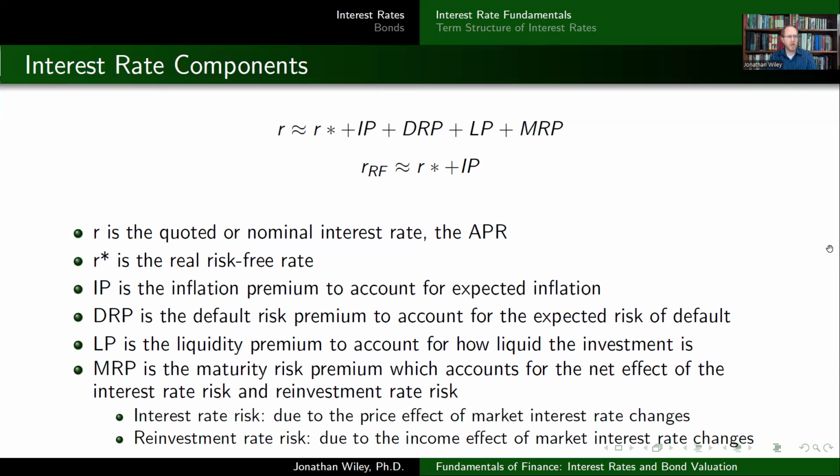So we've got R star, the real risk-free rate. This is the rate that you would charge someone in a completely perfect world. Let's say you had some money and you were about to buy a candy bar, you really had a craving for it, and somebody walks up to you and says, "Hey, will you invest your money in my business opportunity?"